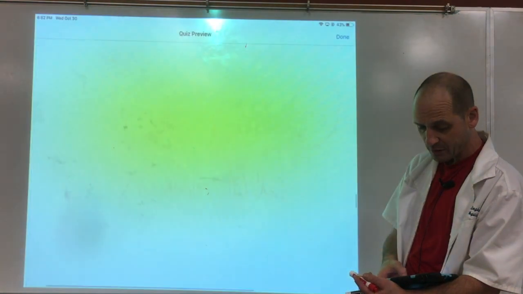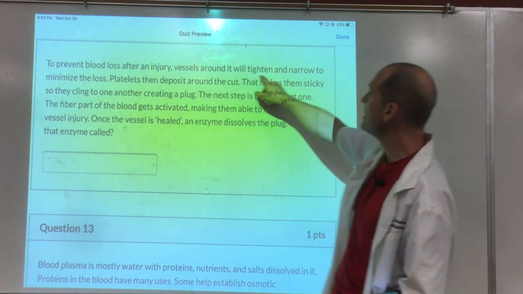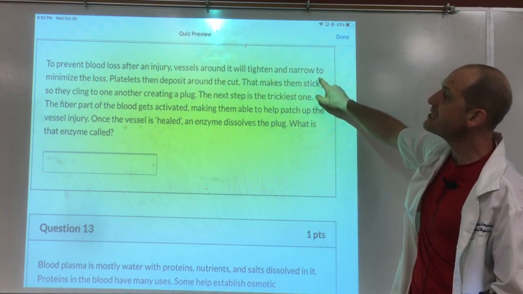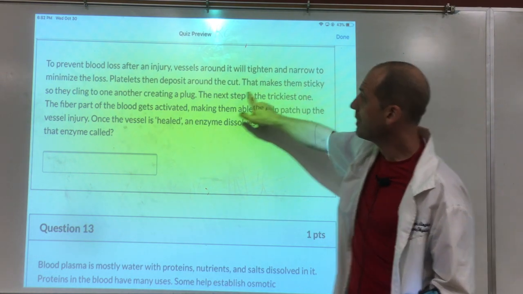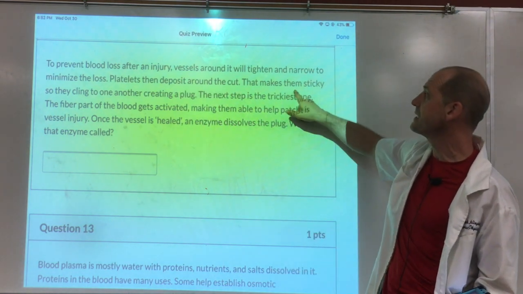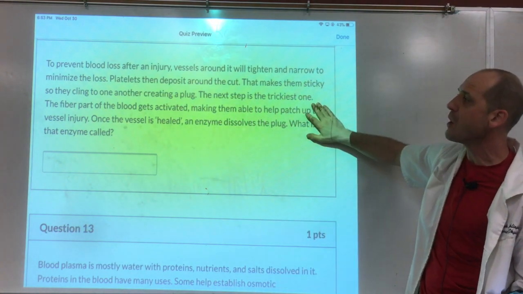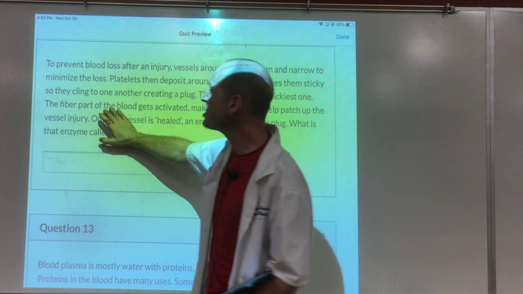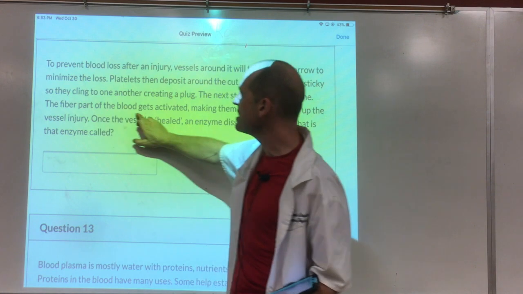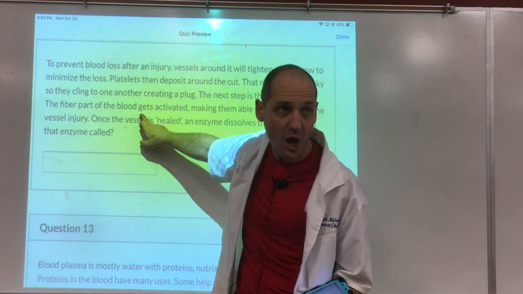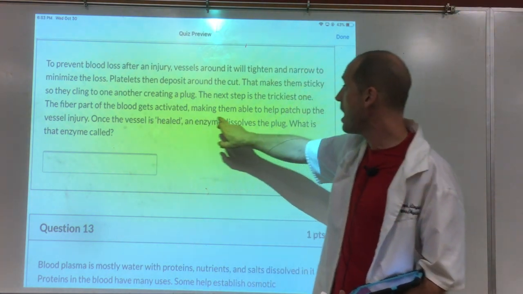So let's talk about the coagulation process. To prevent loss after the injury, vessels around it will tighten and narrow to minimize the loss. That makes sense, right? You want to not have all the blood going through that area. Platelets then deposit around the cut. That makes them sticky, so they cling to one another, creating a plug. The next step is the trickiest one, because the fiber that's a soluble fiber, like Metamucil or something, is in the blood, and it needs to become an insoluble fiber and precipitate out to be able to hold on to things.